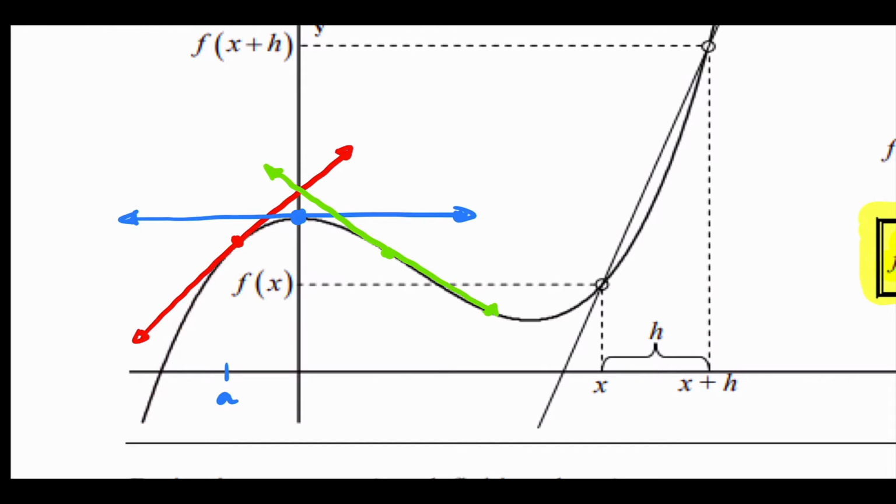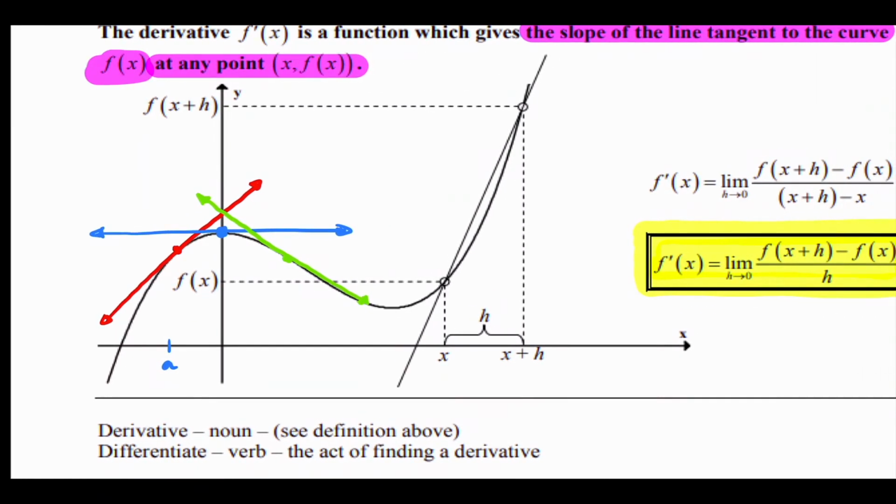So if something has a positive slope, I should say a positive derivative, it's increasing. If something has a negative derivative, it's decreasing. And if something has a zero derivative, it's not doing anything. It's staying in place.